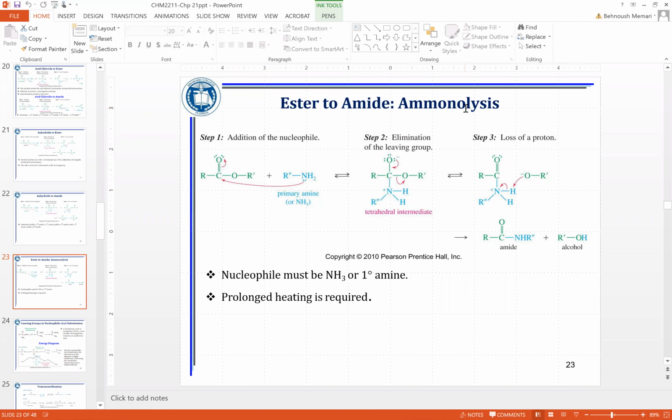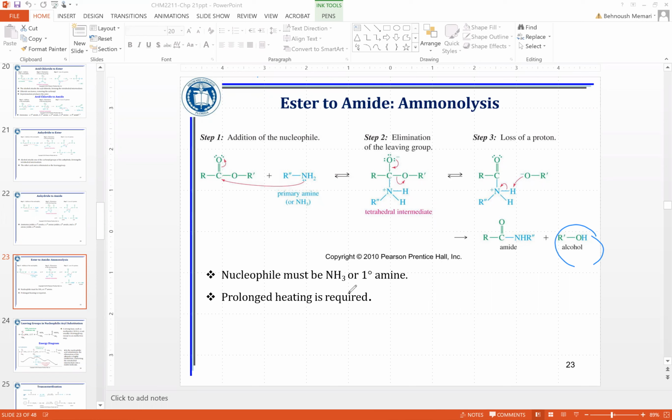Ester to amide. For ester to amide, if it's a primary amine, you would get a secondary amide. The amine is acting as a nucleophile, and OR is the leaving group in this case. So one of the hydrogens from the amine group with the OR would give you the byproduct of alcohol, and then the rest of the molecule forms a bond with the CO double bond, and it gives you the amide. So the nucleophile that you're using should be a primary amine or ammonia.